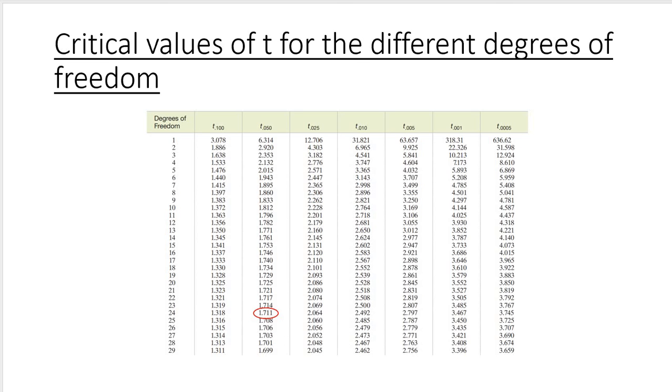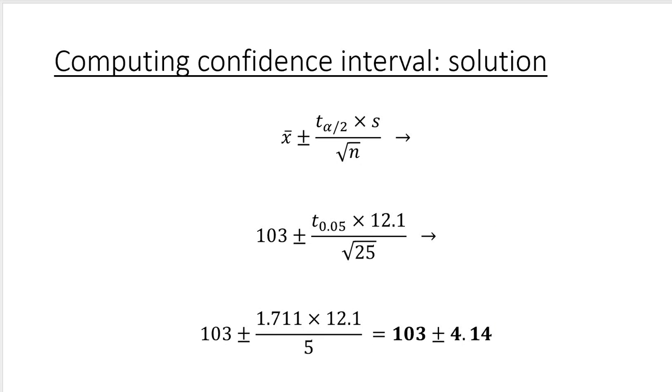So then we can just use this information in order to compute confidence interval. Sample mean is 103. Standard deviation is 12.1. We've got 25 observations. When it comes to t-value, we already detected it's equal to 1.711. So this is our confidence interval. For the lower boundary, you subtract 4.14 from 103. For the upper boundary, you have to add 4.14 to 103. So actually that's it when it comes to t-distribution and computing confidence interval for t-distribution.